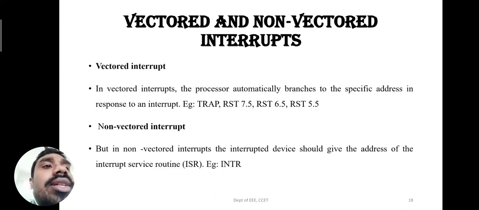And next one, vectored and non-vectored interrupts. All those interrupts that have a call location of their own are termed vectored interrupts, and those that don't have an interrupt call location of their own are known as non-vectored interrupts. TRAP, RST 7.5, 6.5, 5.5 all have an interrupt call location of their own, hence these are called vectored interrupts, whereas INTR doesn't have an interrupt call location. Its interrupt call location is generated with the aid of the RST N series. So basically it's a non-vectored interrupt. So that is the basic classification of interrupts in Intel 8085.